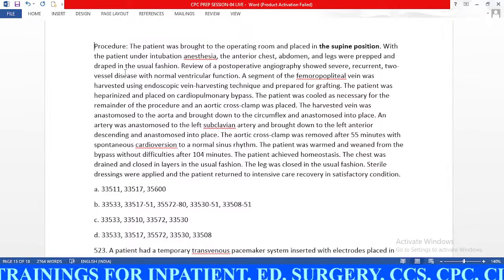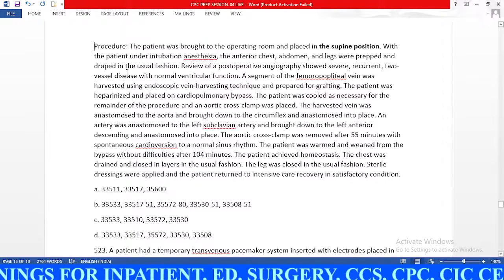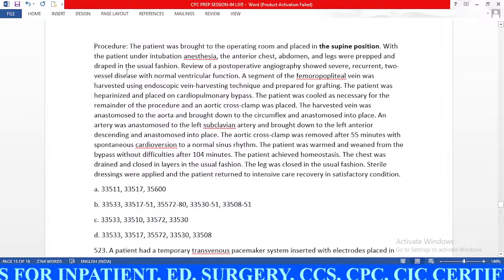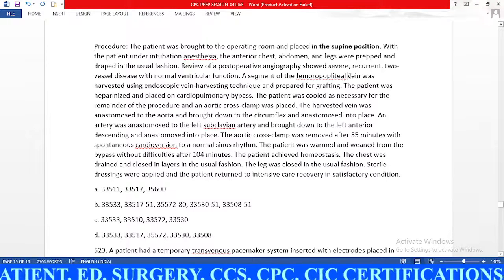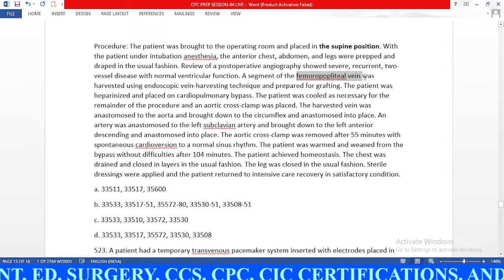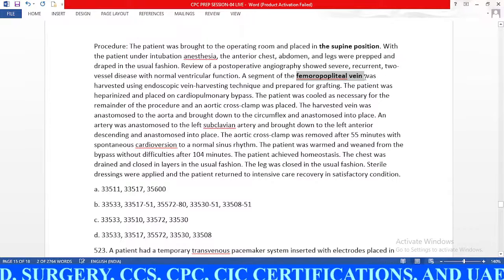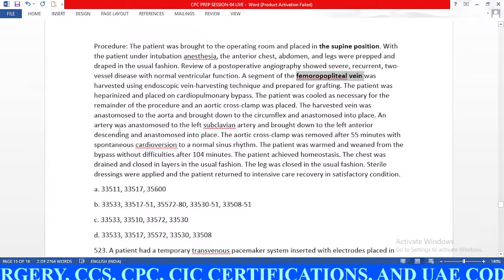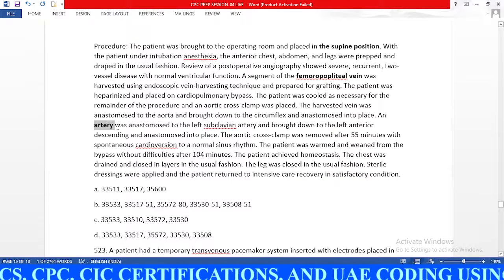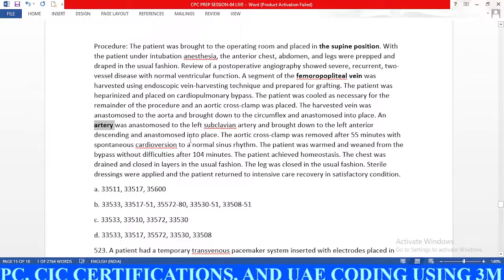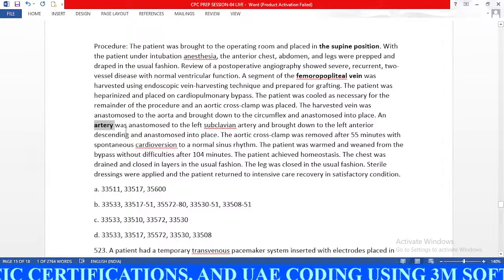So basically what happened here, we need to know. Here the physician has used vein grafting. These are the keywords here. Vein grafting as well as artery grafting also. So here, in order to bypass, the physician used vein as well as artery.